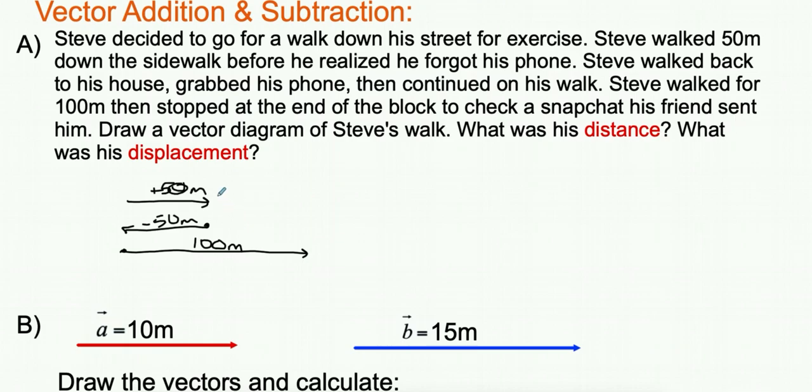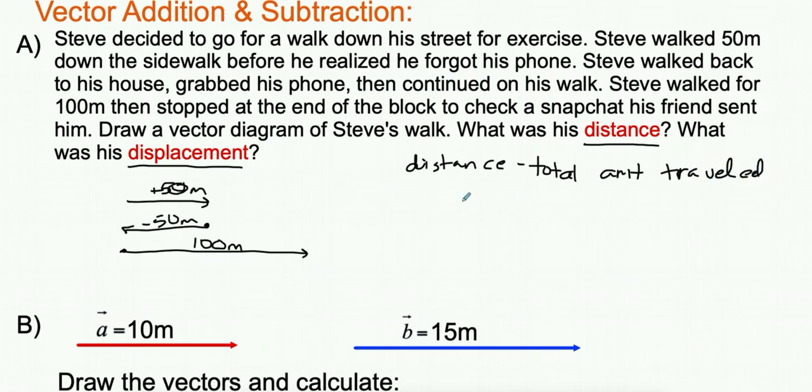What is his distance? What is his displacement? We have a couple of topics to talk about here. So distance is usually the total amount traveled. And displacement, usually given by this, is the distance from the starting point.